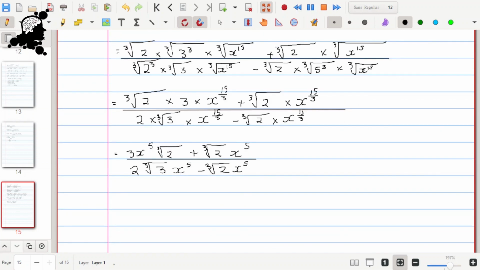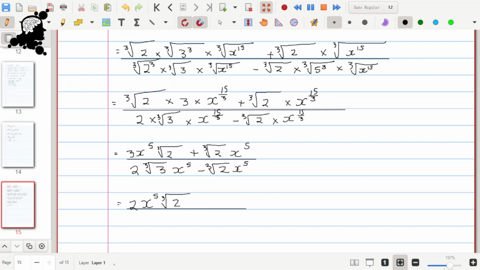Right. Notice that on my numerator I've got a common factor. In fact, I've got like terms. 3x to the power 5 with the cube root of 2, x to the power 5 with the cube root of 2. 3x to the power 5 minus x to the power 5 will give me 2x to the power 5 cube root of 2. And this is all going to be over.